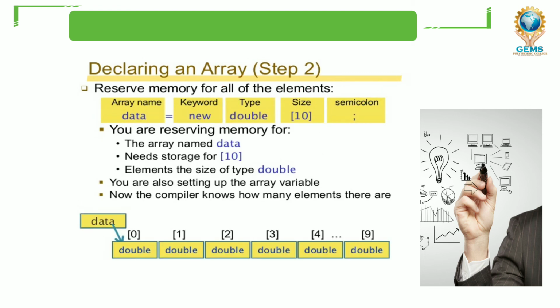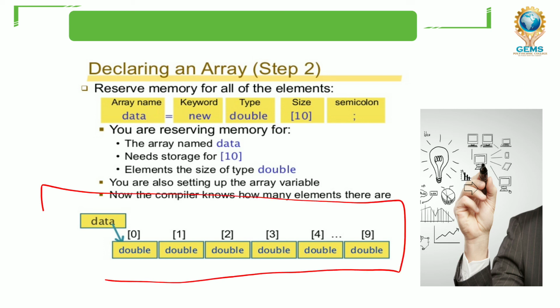So again here, declaring an array, reserve memory for all the elements. So data equal new double 10. This is called initializing the size of the array. When you write data equal new double 10, you are fixing the size of the array. What is the size of the array? 10 is the size of the array. Then automatically 10 locations will be created inside the memory, which we have seen in the last slide.